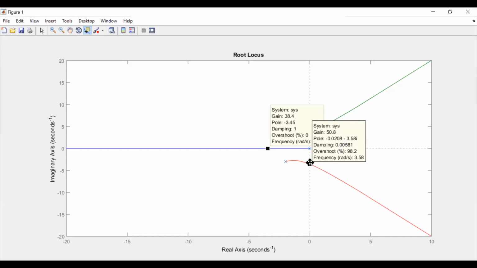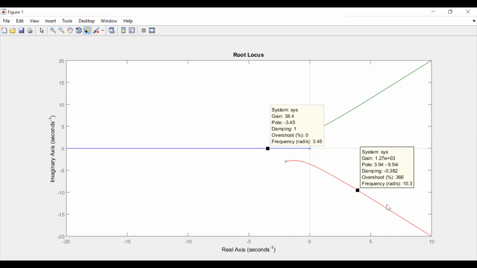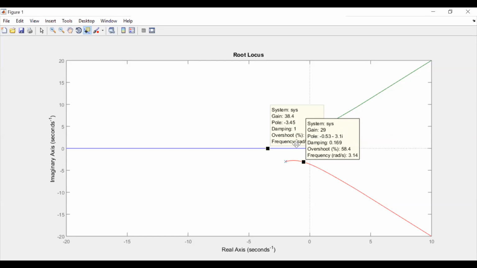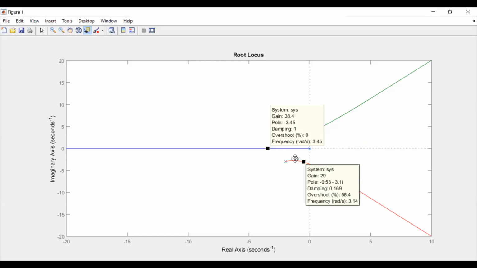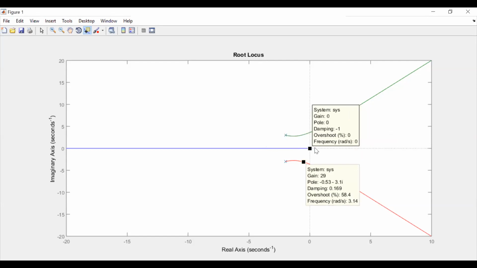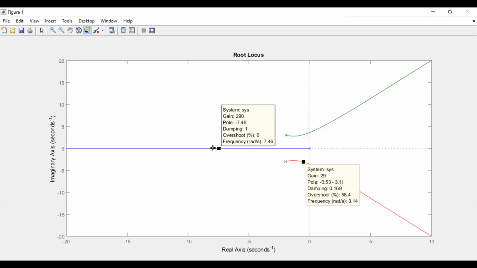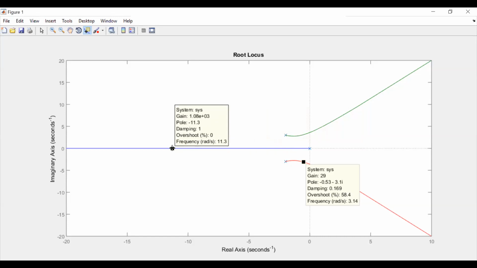And one more thing, as I was telling you, when the root locus starts, the gain is 0. As it proceeds towards the 0, the gain goes on increasing. Here also the same case happens. At the point where the root locus starts, that is at the pole, the gain is 0, and as it proceeds towards the 0, the gain goes on increasing. It's the same on this root locus also.